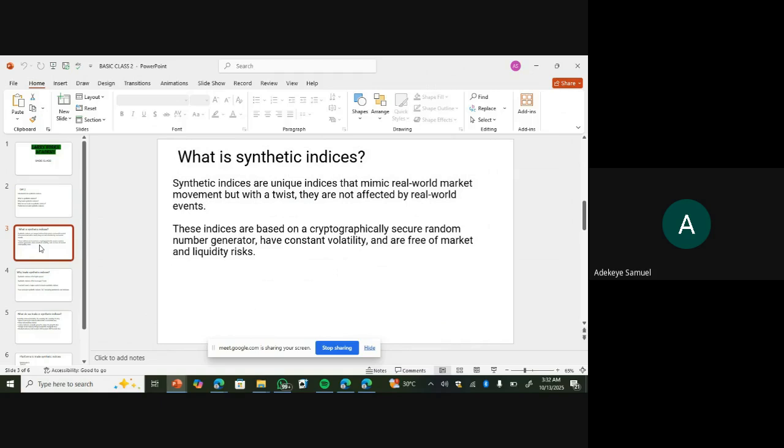In currency pairs, sometimes any news can happen. The US president can say anything, like what is happening now between US and China, the tariff things. So synthetic indices are not affected by any event or issue like that.